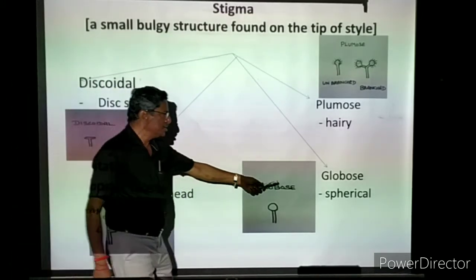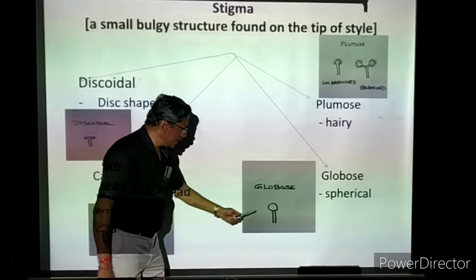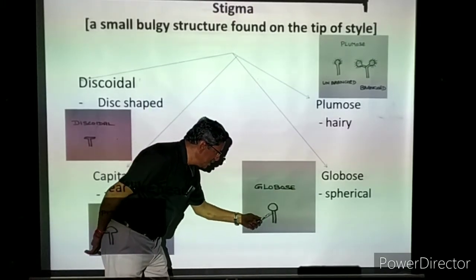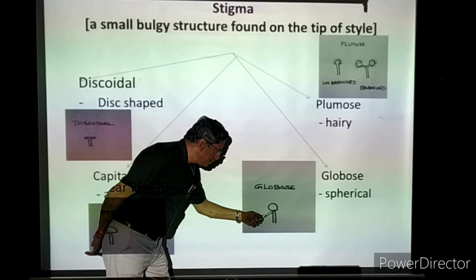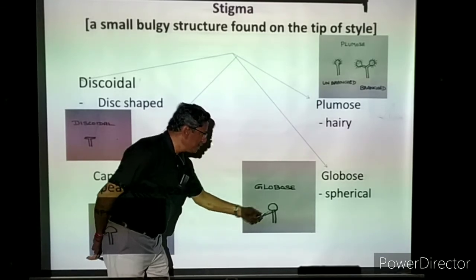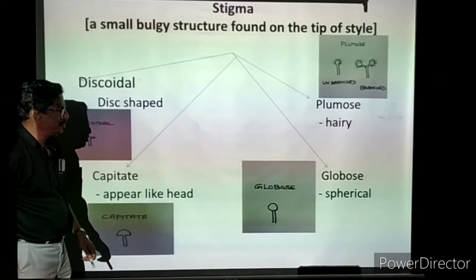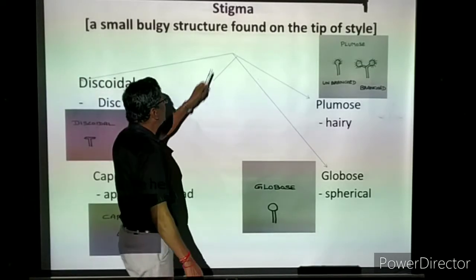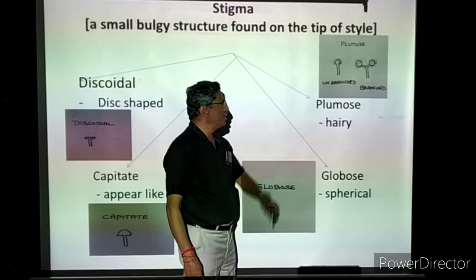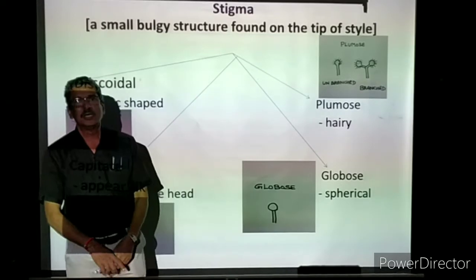Globe shape, that is spherical shaped. The stigma is spherical in shape. Now this is the style, tip of the style. So on the tip of the style, a spherical shaped stigma will be present.